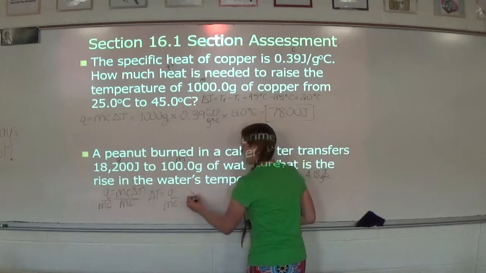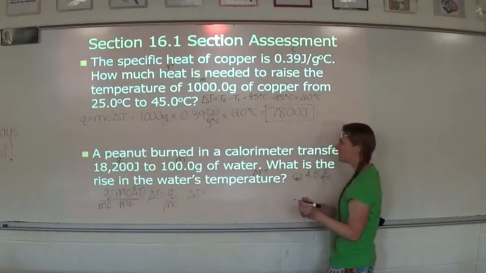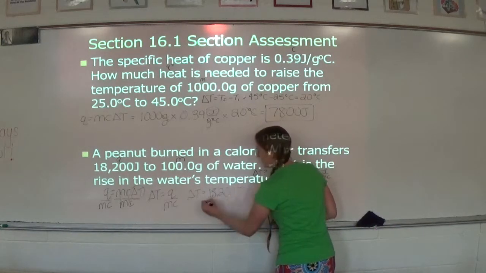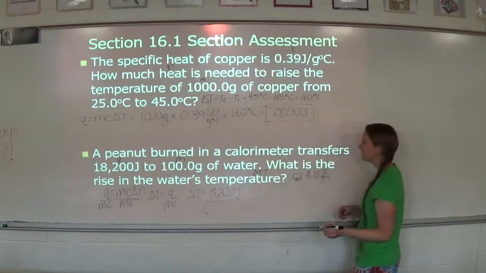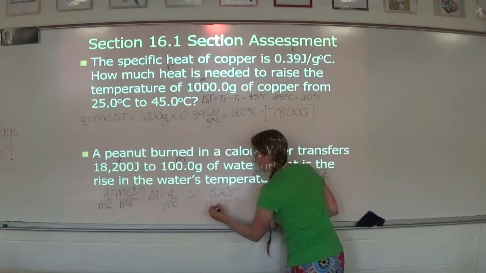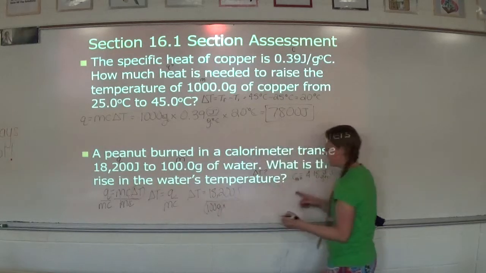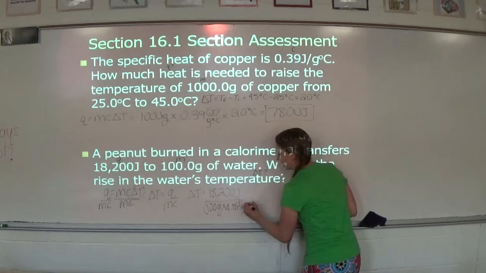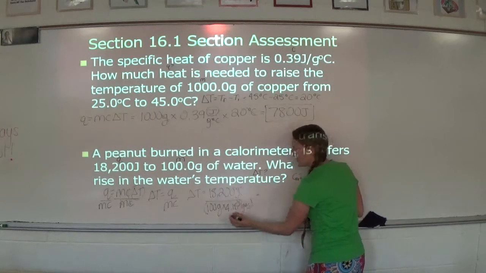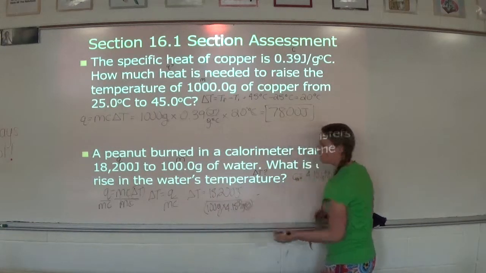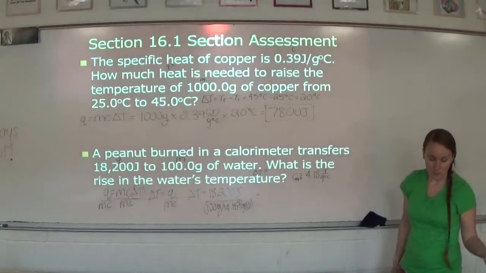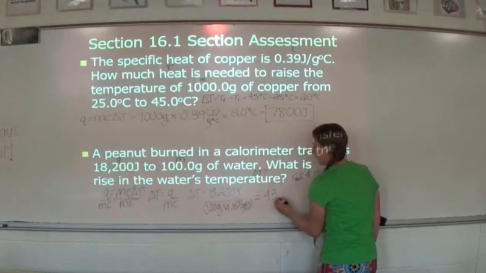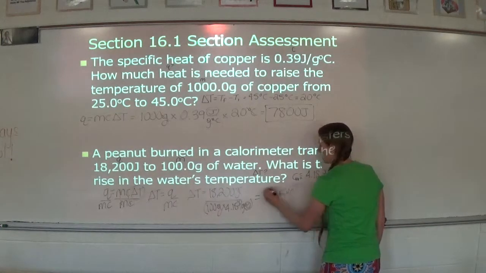So then I'll just plug in. So my Q is 18,200 joules. My mass is 100 grams. And my specific heat is 4.18 joules per gram degrees Celsius. So our joules cancel, our grams cancel, we're left with degrees Celsius. And so once I solved, I got 43.5 degrees Celsius.